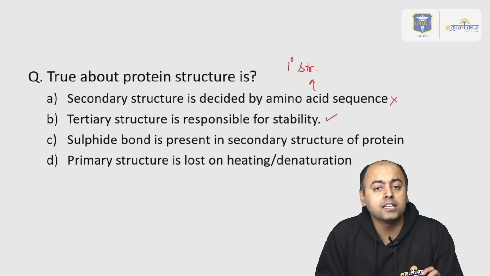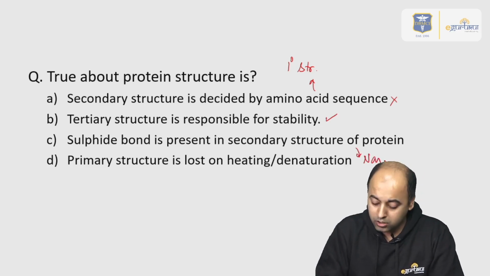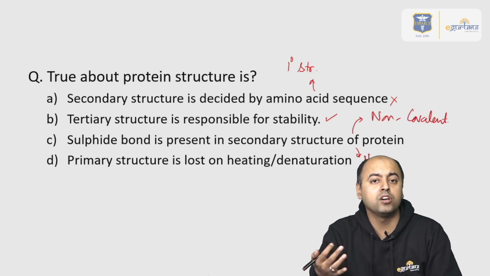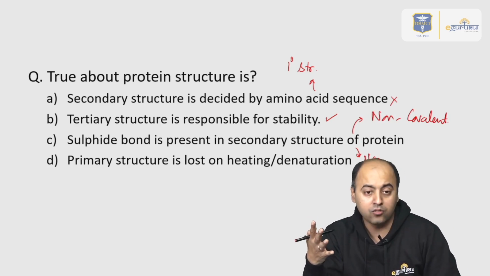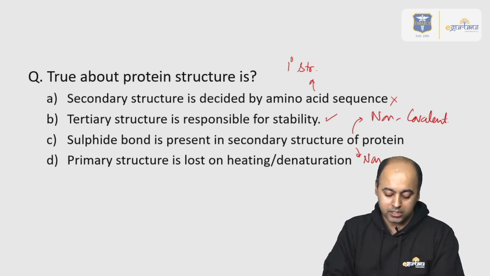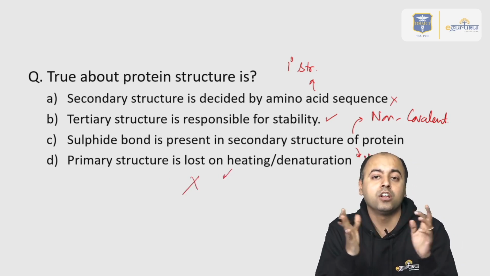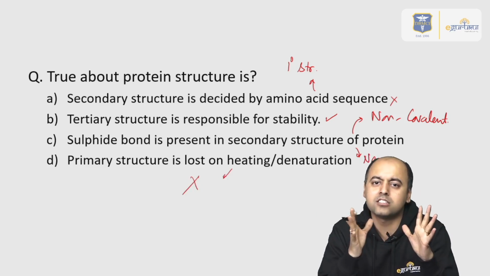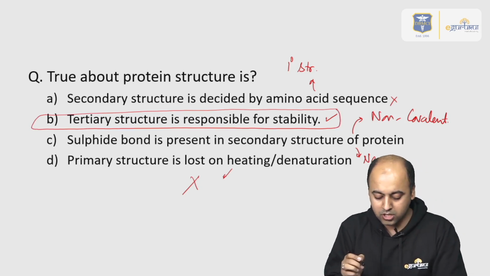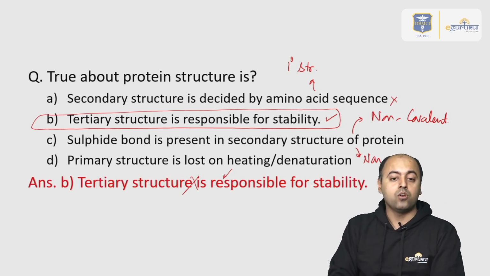Disulfide bond is present in the secondary structure of protein. In secondary structure of protein, we only have the non-covalent bonds, and obviously disulfide bond is a covalent bond, so it cannot be a part of the secondary structure. So disulfide bond will be there in the tertiary or the quaternary structure, not in the secondary structure. Primary structure is lost on heating or denaturation is also incorrect. On heating only the secondary, tertiary and the quaternary structure is lost, we know this. So this statement is also not correct. So the correct statement is tertiary structure is responsible for stability, which is the answer for this question.